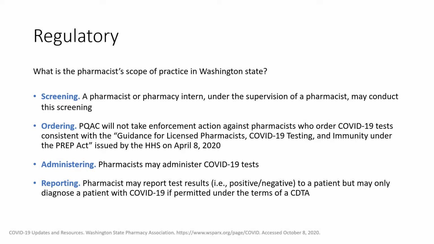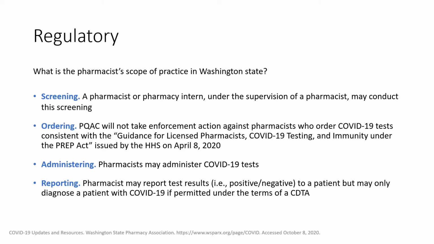There are a number of regulatory considerations for determining which type of test your pharmacy should offer. The first is whether pharmacists are able to offer all these different types of COVID-19 tests in Washington State based on our scope of practice. The short and sweet answer is yes. Pharmacists are able to offer specimen collection in partnership with a laboratory, point-of-care antigen testing, or home test kits.